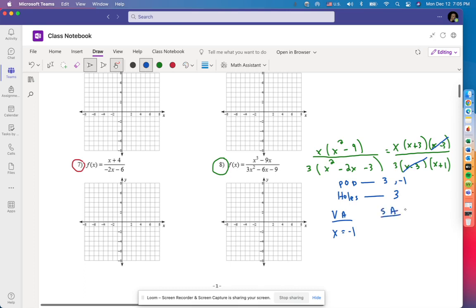This one's fun. My slant asymptote, I have to divide my denominator into my numerator. This one's a little interesting. Remember, when you find a slant asymptote, you need to do long division. Okay? So the way I do this, I'm going to say 3x squared minus 6x minus 9 into, well, this is interesting, x cubed, notice there's no x squared term, so I'm going to put plus 0x squared, and then I'm going to put minus 9x.